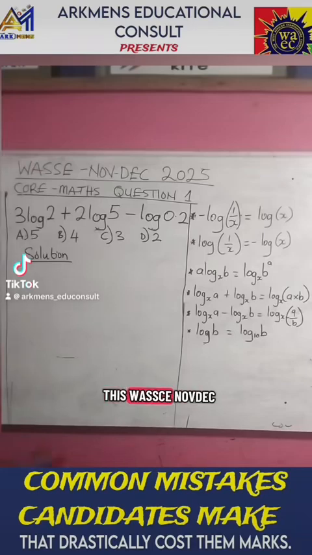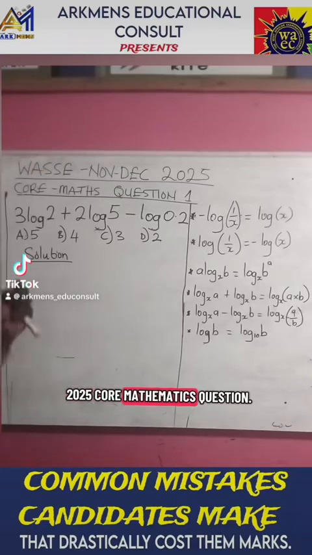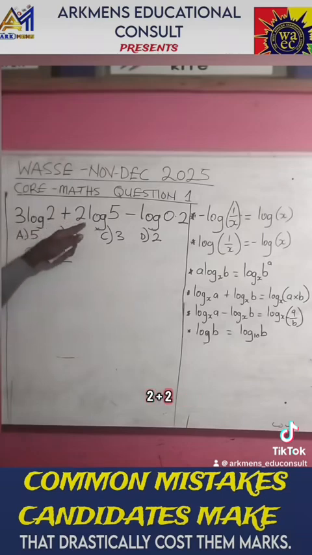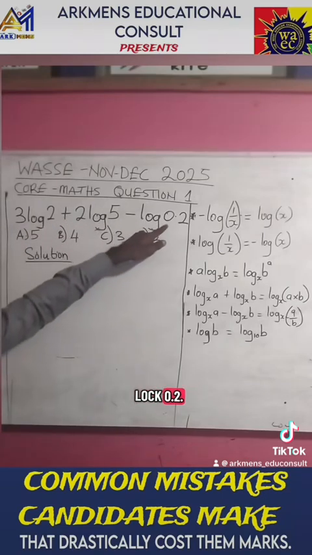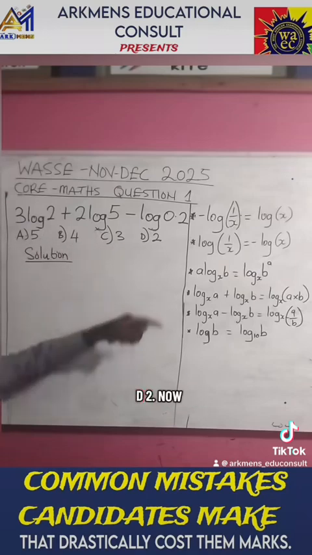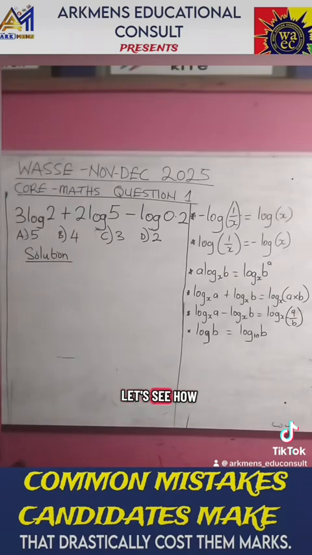Okay, let's look at this WASSCE NovDec 2025 core mathematics question. It says: simplify 3 log 2 plus 2 log 5 minus log 0.2, and the possible answers are A 5, B 4, C 3, D 2. Now, what is the correct answer? Let's see how we deal with it.